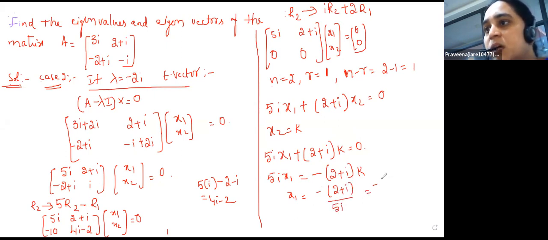Then I'll write this simply, multiplying and dividing by i. That is 1 by 5 into minus 2i into i square minus 1, divided by the i square value, minus 1.